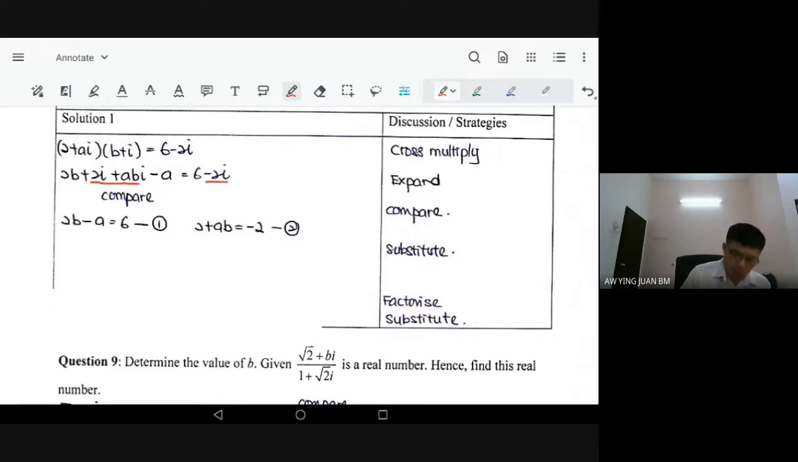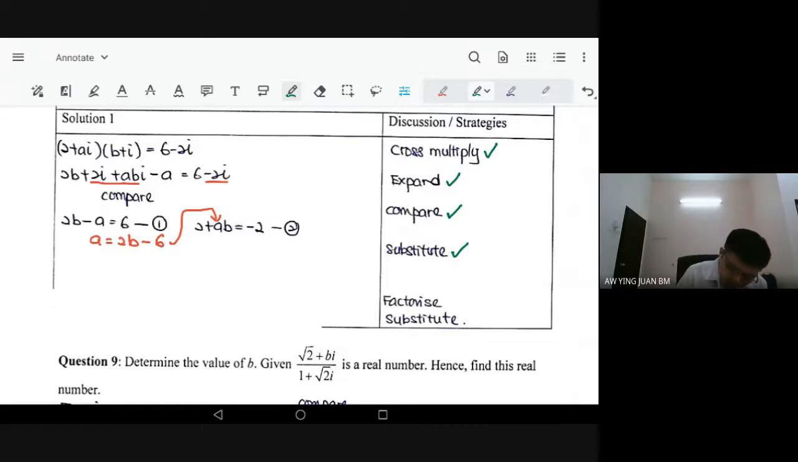Okay, so simultaneous equation lah. A equals to 2B minus 6. Saya ambil dia, saya substitute. Then, nampak? Expand, compare, substitute, cross multiply. Ini semua adalah bank of strategy. So, harap you tambah lah. Jangan risau. Kejap nanti, habis kelas, you go through, you tambah, you tulis.